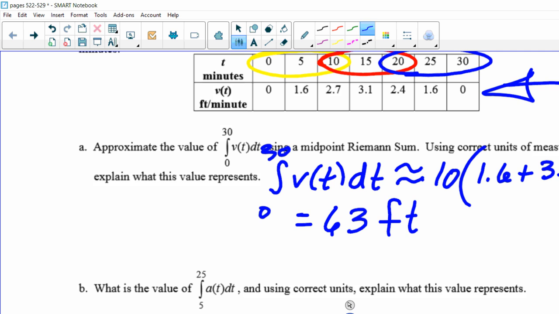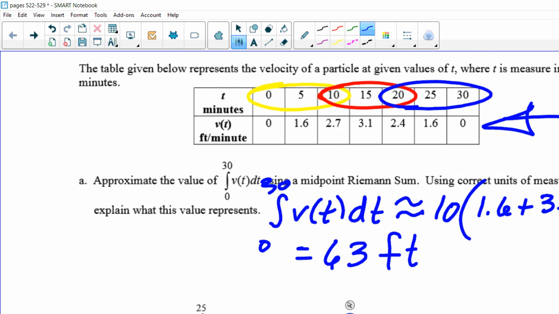So what does that 63 feet mean? Remember, let's look. The table below represents the velocity of the particle at given values of t, where t is measured in minutes. What does 63 feet mean? Yeah, in the first 30 minutes, the particle, what? Traveled 63 feet? Or the change in the position is 63 feet in the first 30 minutes?